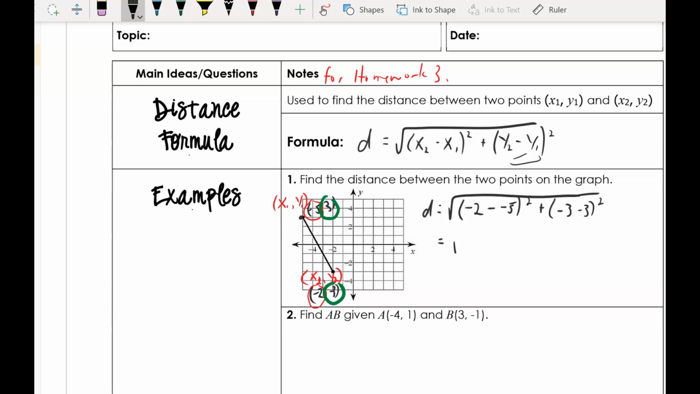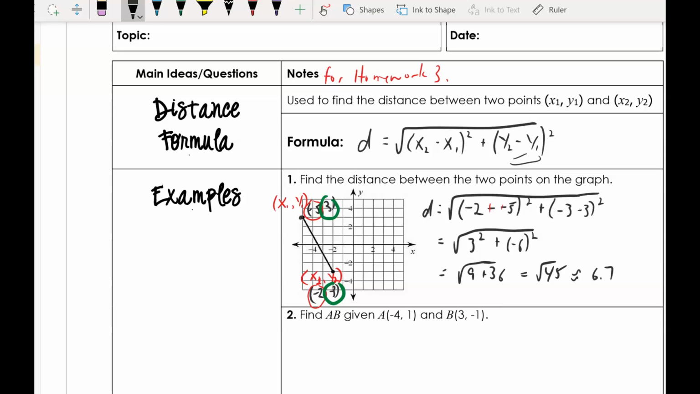So what we have is the square root. It's going to be a little less long this time. Negative 2, now when we're subtracting a negative, that's really like adding a positive, right? Negative 2 plus 5 is 3, so this is 3 squared, and then this one is negative 6 squared. 3 squared is 9. Negative 6 squared is positive 36. And this gives us the square root of 45, and that is approximately 6.7. Okay, and that's how you do it.